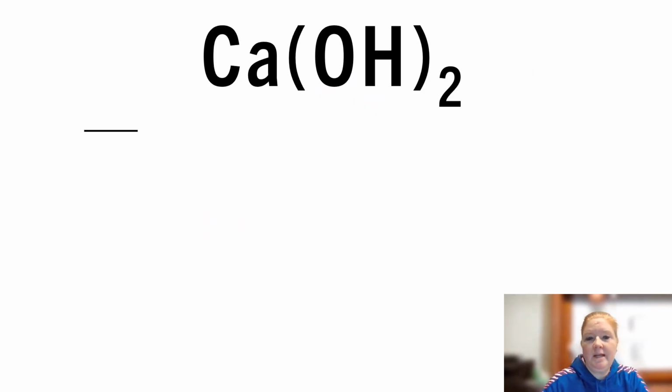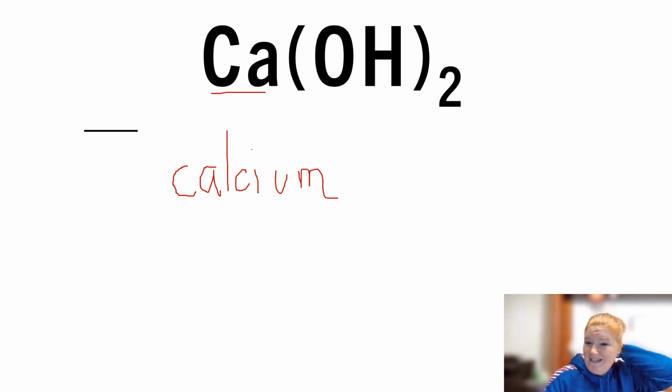All right, so now we're going to name this one. How do we name it? We look, this is a metal. When we have a metal, we name it its name. So this is calcium. And then we check the periodic table. Does it have more than one oxidation state listed? It does not, so that's it, end of it. No Roman numeral, leave it like that.